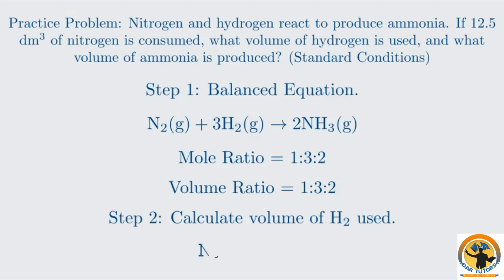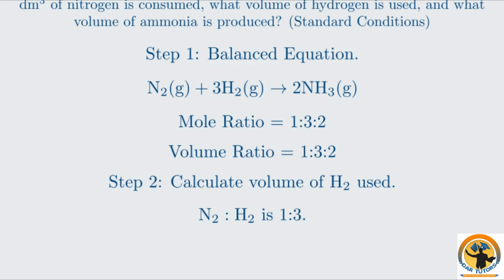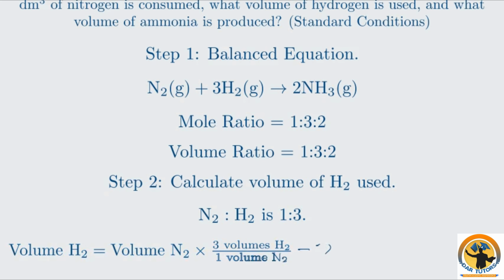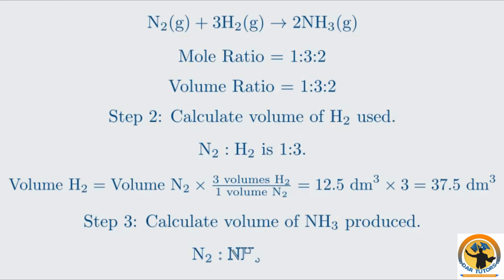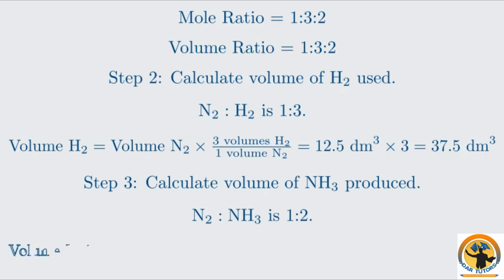To find the volume of hydrogen, we look at the N2:H2 ratio of 1:3. Volume H2 is 12.5 dm3 times 3, which is 37.5 dm3. To find the volume of ammonia, we use the N2:NH3 ratio of 1:2. Volume NH3 is 12.5 dm3 times 2, which is 25.0 dm3.